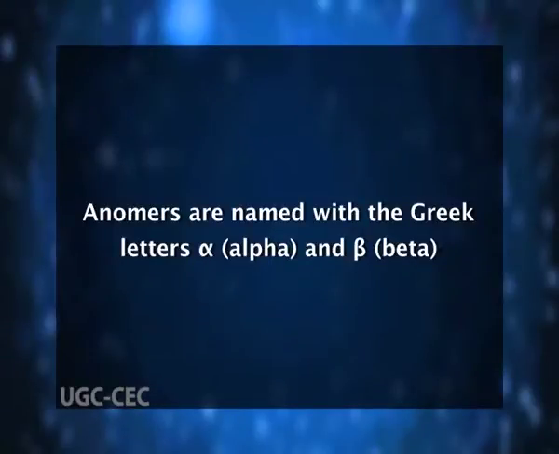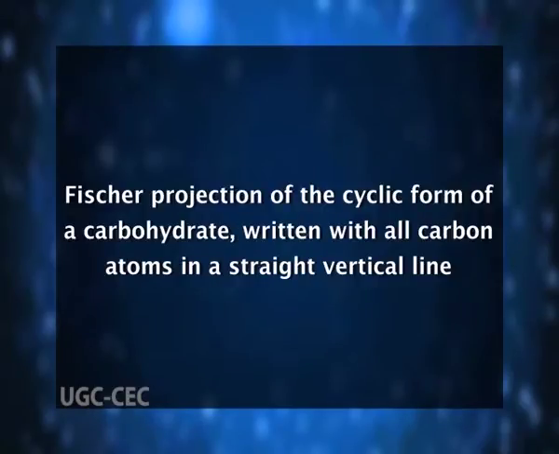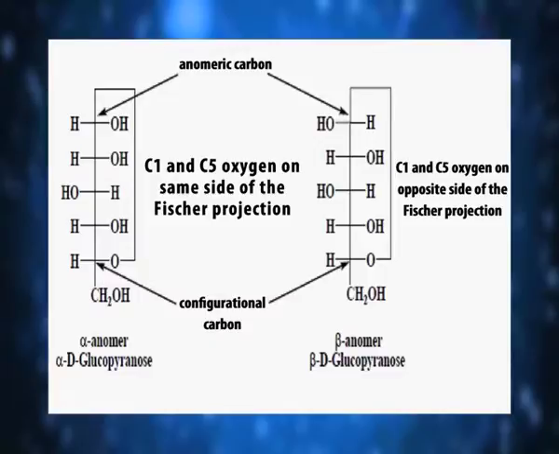As the preceding structures illustrate, anomers are named with the Greek letters alpha and beta. This nomenclature refers to the Fischer projection of the cyclic form of a carbohydrate, written with all carbon atoms in a straight vertical line. In the alpha anomer, the hemiacetal OH group is on the same side of the Fischer projection as the oxygen at the configurational carbon. The configurational carbon is the one used for specifying DL designation, that is, carbon 5 for the aldohexoses.